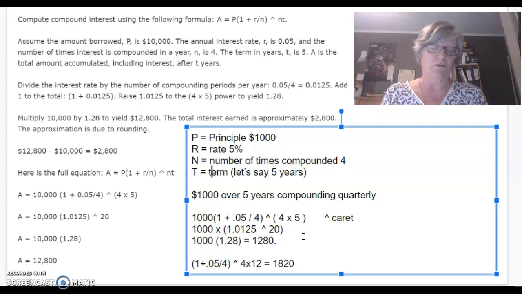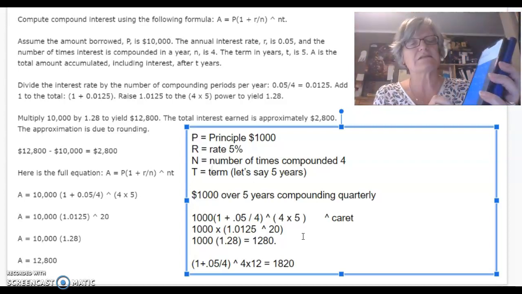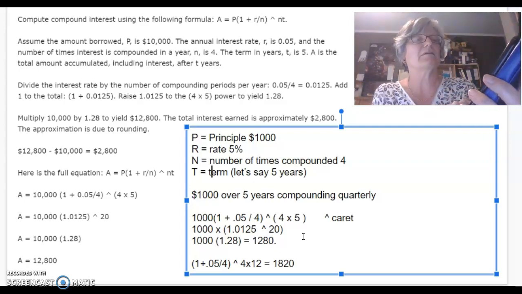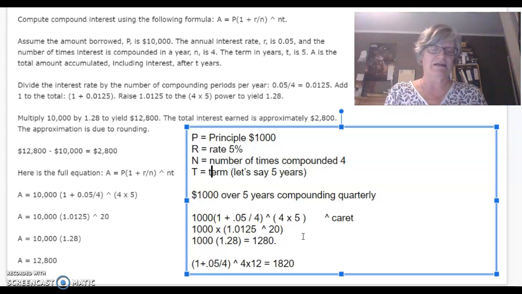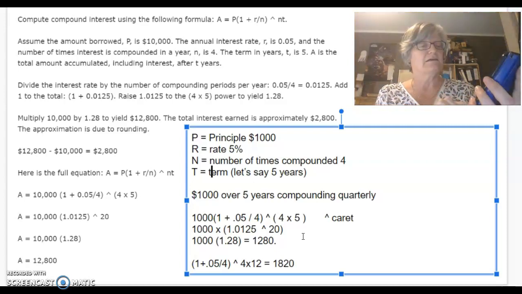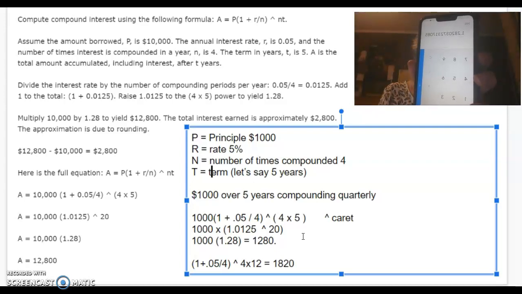All right, so I'll show you how that works. If I have 1.0125 and I want to multiply it by the caret, push caret. Okay, yes, it's there, caret, and then I am putting in 20, and you can see the answers there, and it's way bigger, but I'm rounding to 1.28.